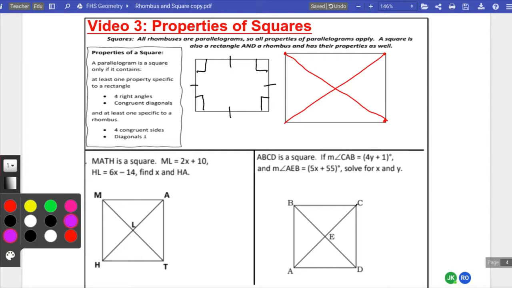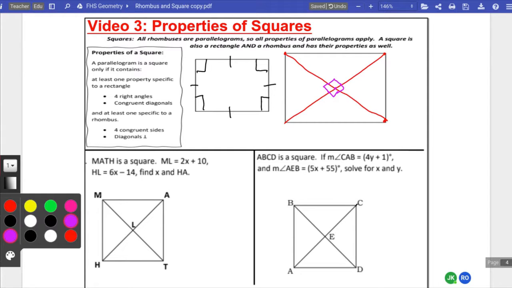Furthermore, diagonals are perpendicular in a square, meaning they give you a right angle. Perpendicular means they got to give you a right angle, right? So you have got like 4 right angles right there. So if you have diagonals that are congruent and diagonals that intersect one another, then that's a square.